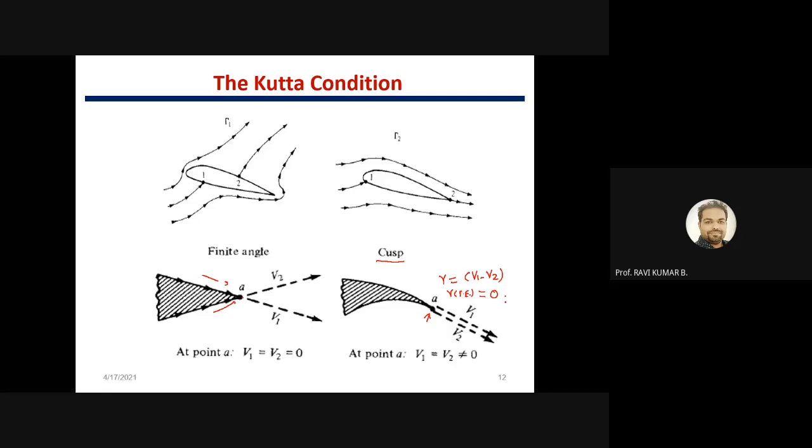This is known as the Kutta condition in terms of the strength of the vortex sheet. This gamma is equivalent to the strength of the vortex sheet. So gamma at the trailing edge equal to zero is known as the Kutta condition in terms of the strength of the vortex sheet.